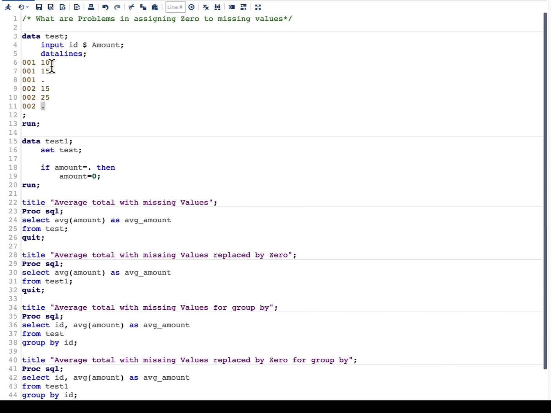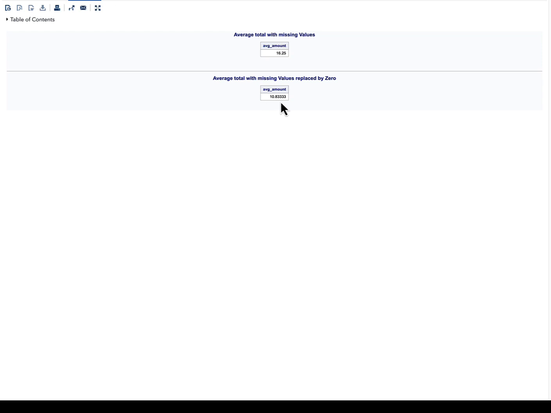Now what is happening here is you are adding 10 plus 15 plus 0, that is 25, plus 0 is 25, 25 plus 15 is 40, 40 plus 25 is 65, plus 0 is 65 itself. Now instead of dividing by 4, since you have replaced the missing values with 0, you are dividing by 6, which gives you the result shown here, that is 10.833.